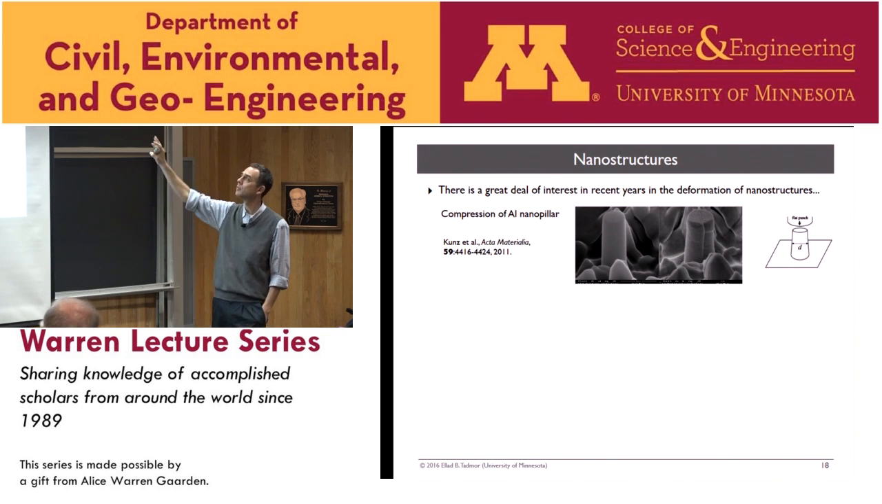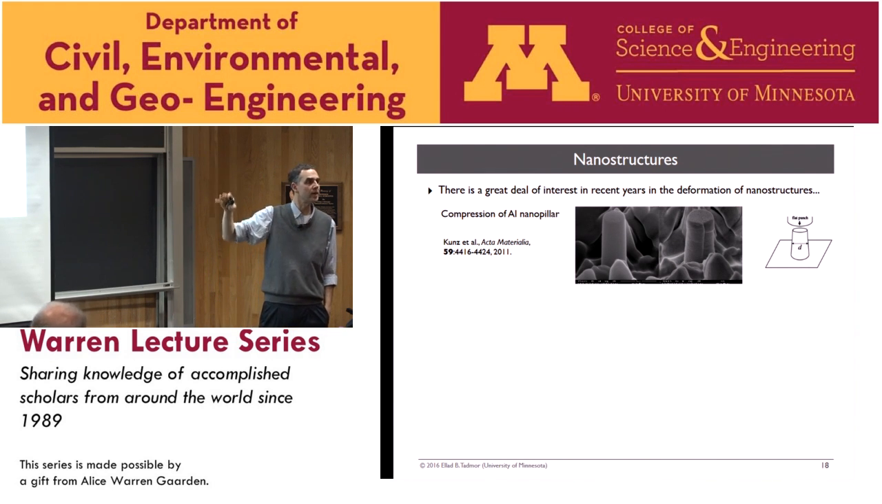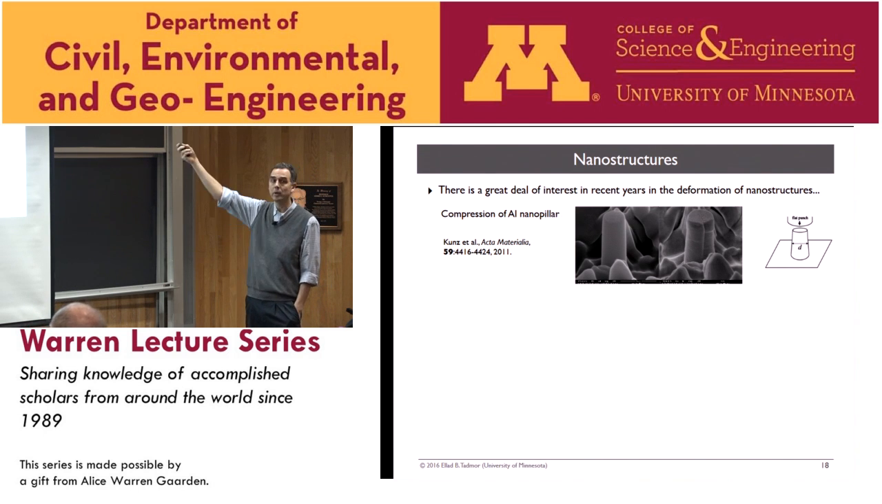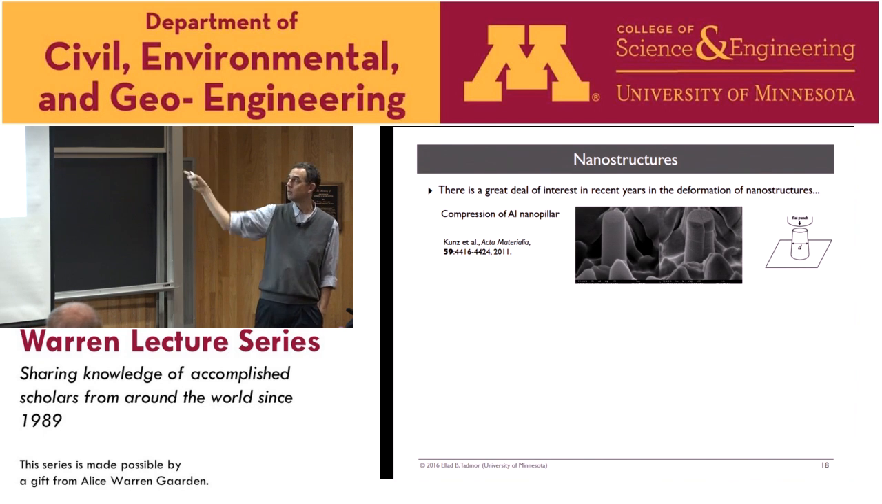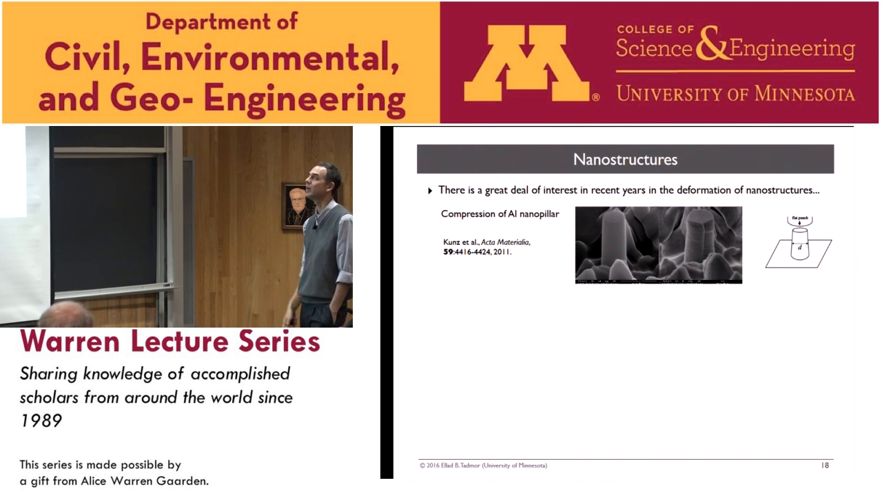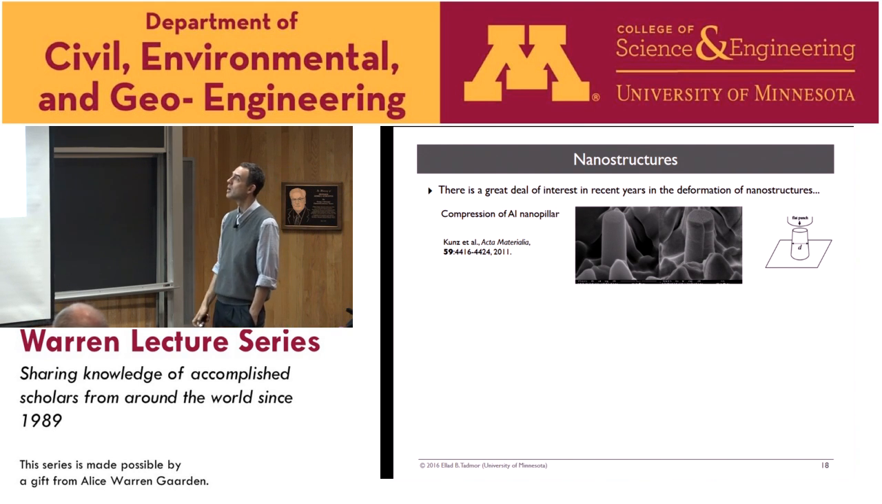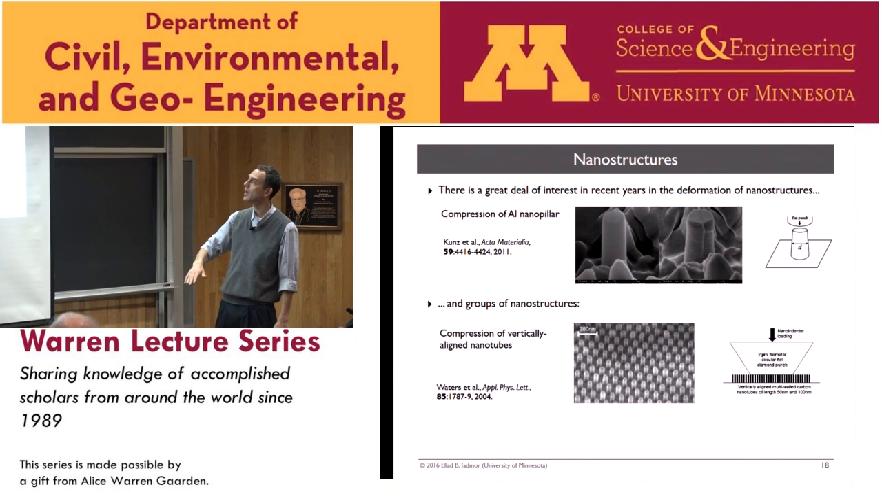And this is work that Julia Greer, for example, at Caltech does a lot. Bill Gerberg over there, he does that a lot here too, right? Nanoindentation and compression of nanopillars. So there's a lot of work in this area. People are also interested in lots of nanocolumns. If you compress a lot of them at once, you get these effective behaviors that are interesting.